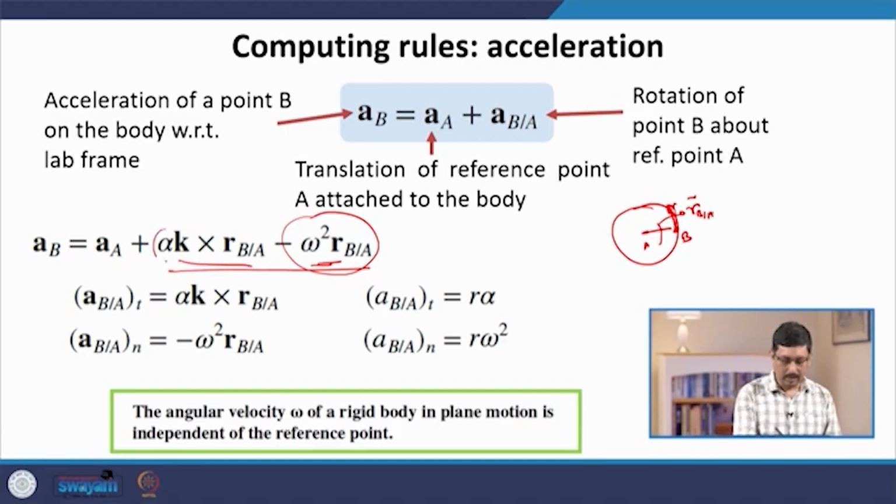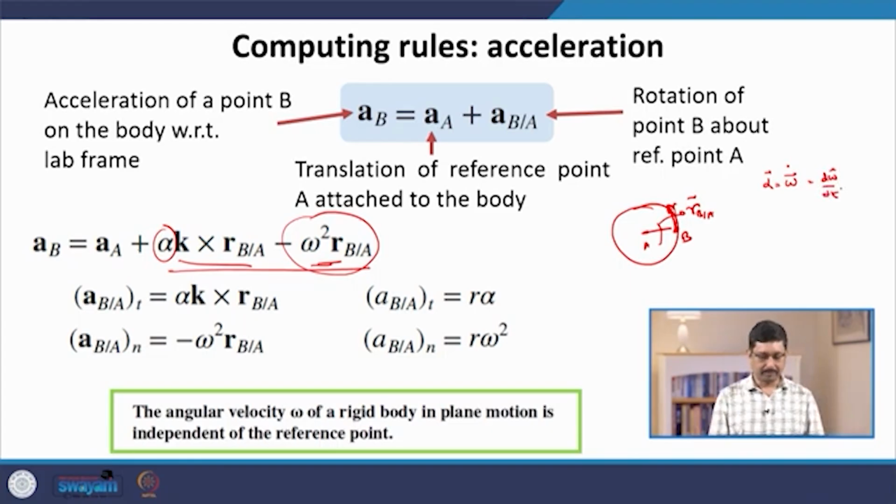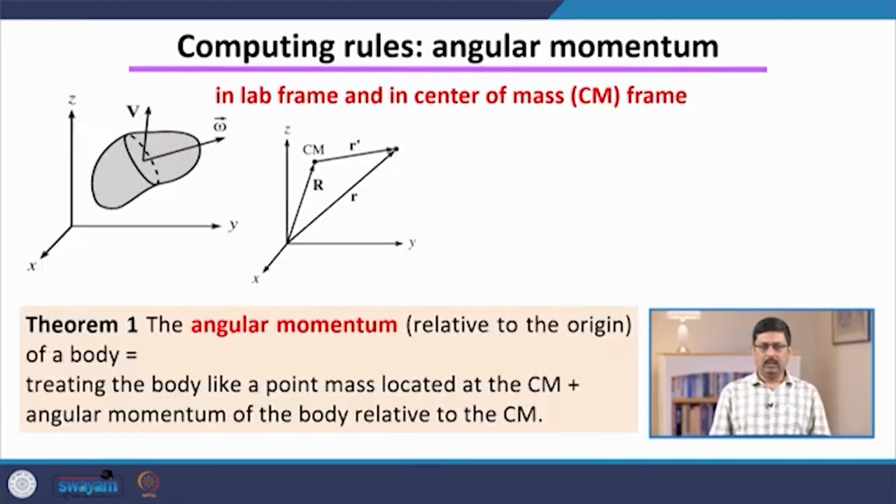Here alpha is the angular acceleration. Alpha is equal to the rate of change of omega, that is d omega by dt, and these are the two pieces in general. This is easy to prove using 2D polar coordinates, but here I just state them without proof. Next, angular momentum.